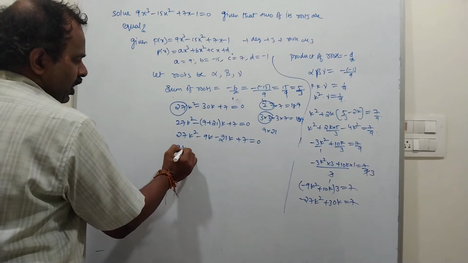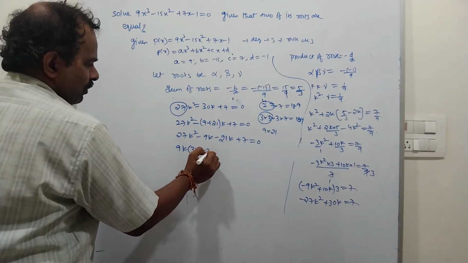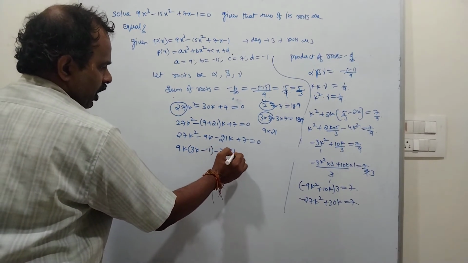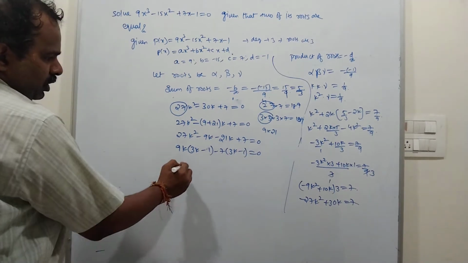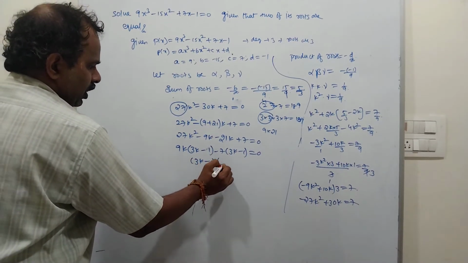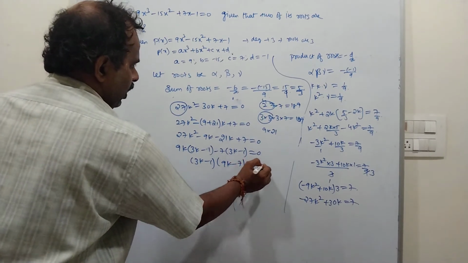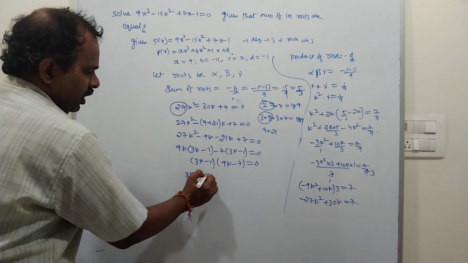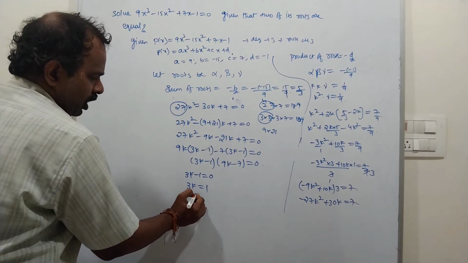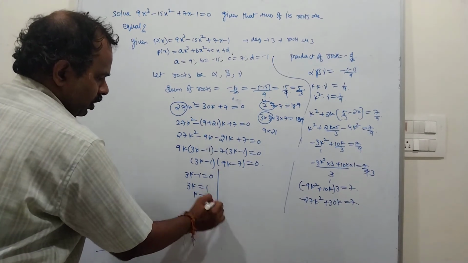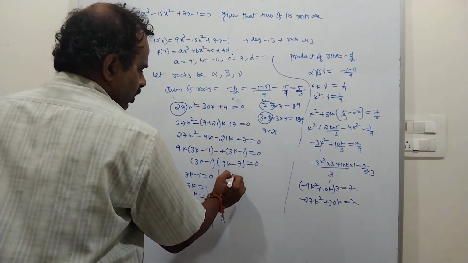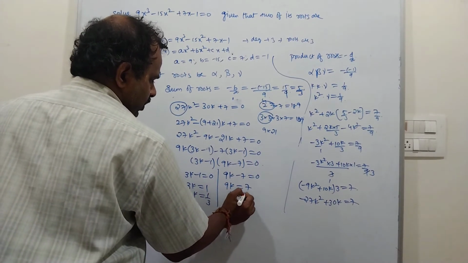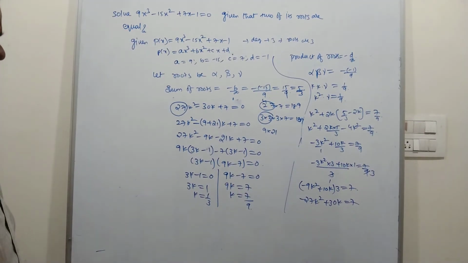Now from these two take 9k common: 9k(3k − 1), and from the other two, taking −7 common: −7(3k − 1) = 0. So (3k − 1)(9k − 7) = 0. Now 3k − 1 = 0, so 3k = 1, k = 1/3. And 9k − 7 = 0, so 9k = 7, k = 7/9.